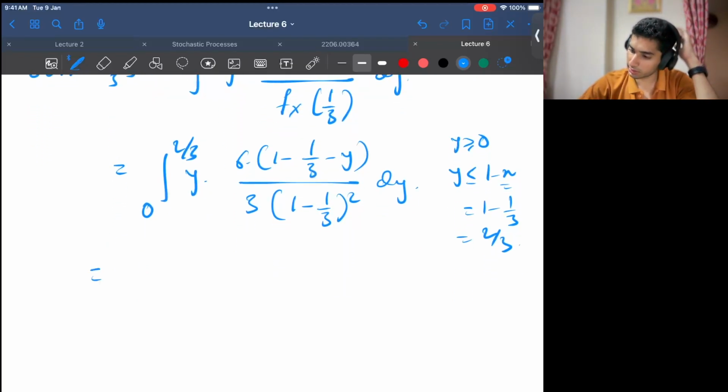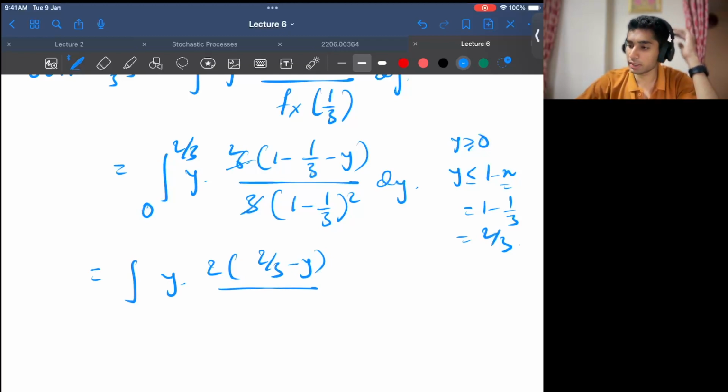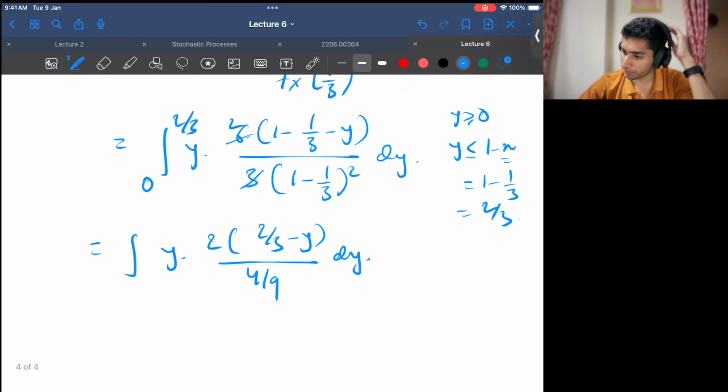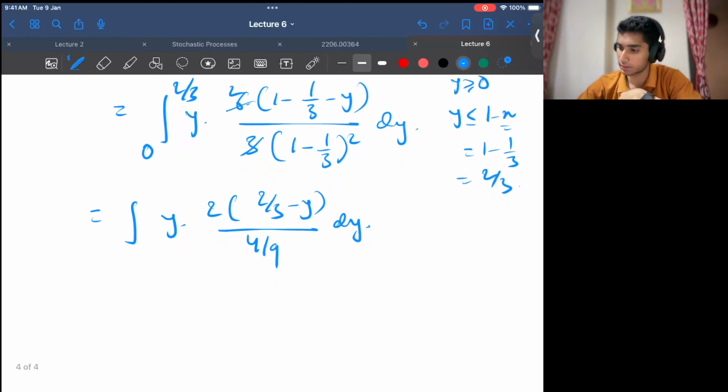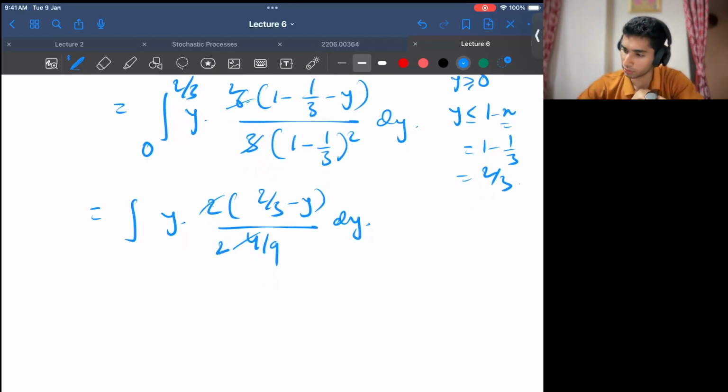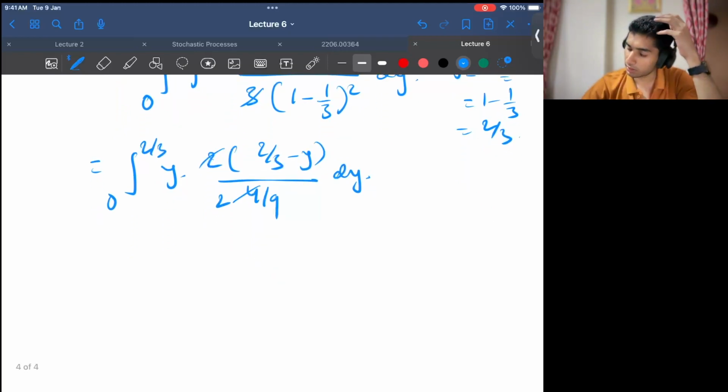And so what is this integral equal to? Just simplify: 3 2s are 6, so 2 times 1 minus 1 by 3, which is 2 by 3, minus y, divided by 1 minus 1 by 3, which is 2 by 3, whole square, so this will be 4 by 9, dy. Just simplifying things, this will become 2 2s are, and the limit is 0 to 2 by 3.